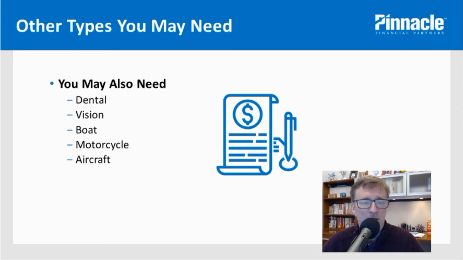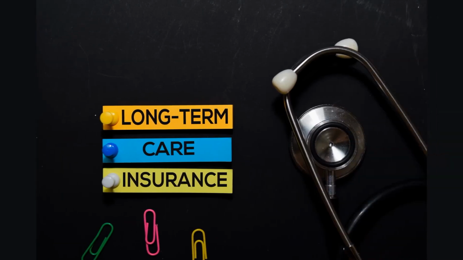Long-term care insurance is a type of insurance that covers the cost of nursing homes, assisted living facilities, and home health care and other long-term care services that are not usually covered by traditional health care insurance or Medicare.